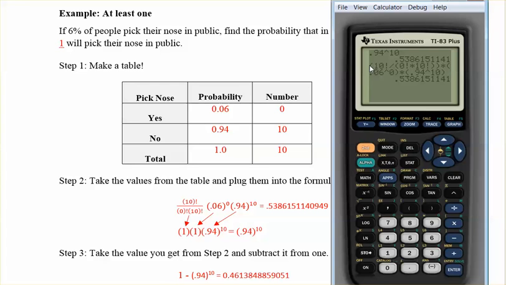Okay, so I'm back. I went ahead and entered the 10 factorial divided by the 0 factorial times 10 factorial times the 0.06 taken to the 0 power times 0.94 taken to the 10 power, and hey, guess what? It's the exact same answer as the 0.94 taken to the 10th. So just in case you didn't believe me, there you go.